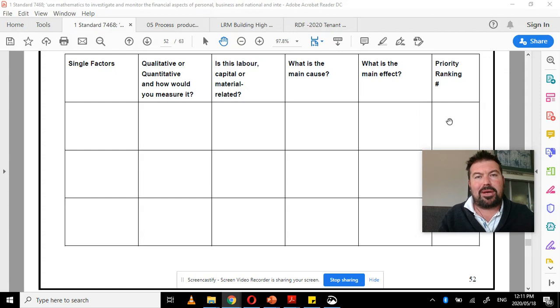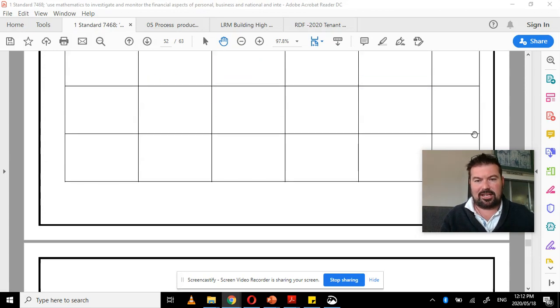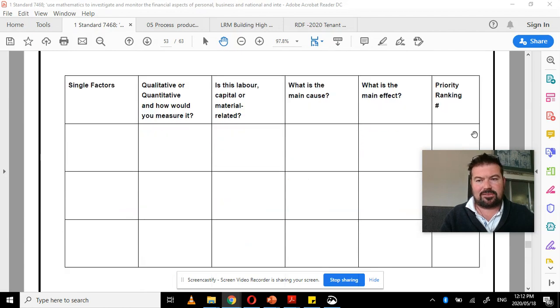What are the biggest stumbling blocks to productivity within your organization? You're going to list the single factors. Tell me, is it quantitative or qualitative? Is it labor, capital, or material related? What is the main cause, the main reason for it becoming a stumbling block to productivity? What is the main effect, what effect does it have? And then you tell me what ranking you give to it. Is it a big problem? Is it a small problem? You rank it with the biggest being 1, the smallest being whatever. So let's say there are 6 factors, so go 1 through 6. Okay, I'm happy if you give me 5.